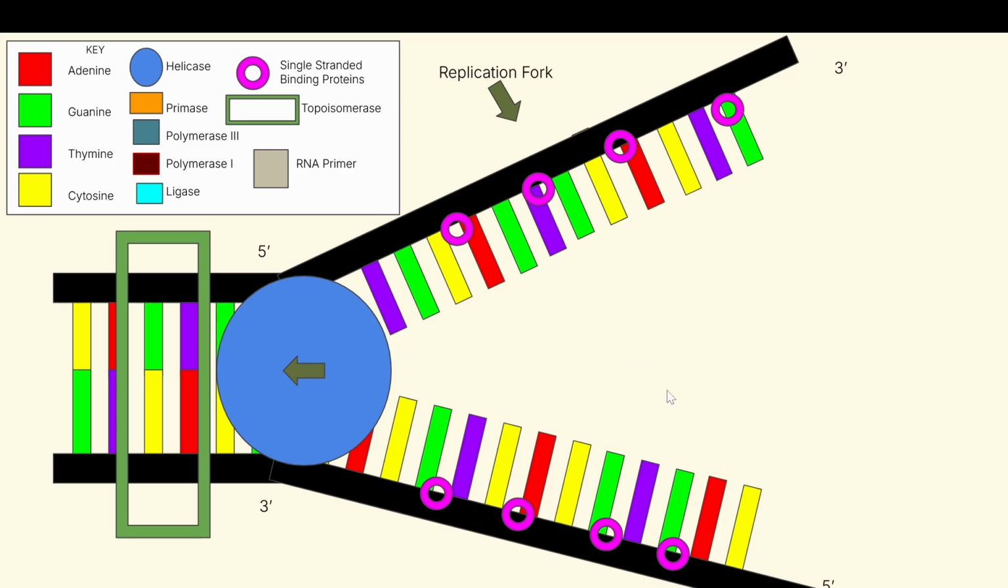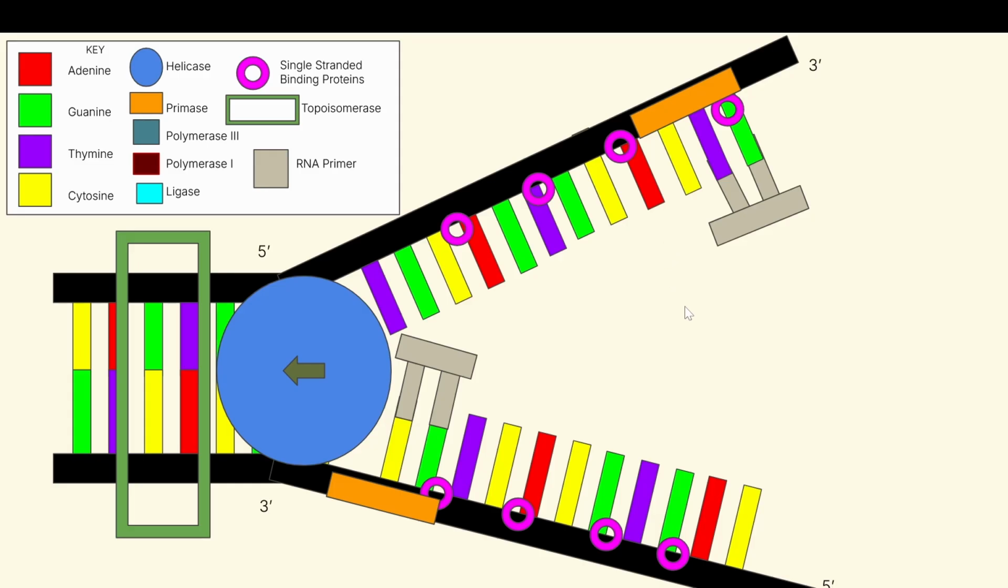Next, polymerase III needs to come in and build new nucleotides. However, they need a place to start. Primase finds a place for polymerase III and primes them to work. They deploy RNA primers, which are around 5 to 10 nucleotides long, on both strands. This helps polymerase start building nucleotides and continues the chain started by primase.